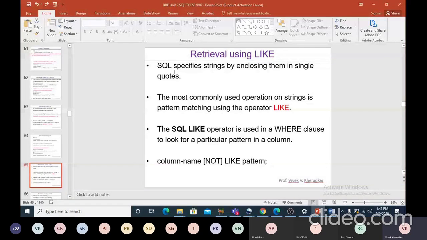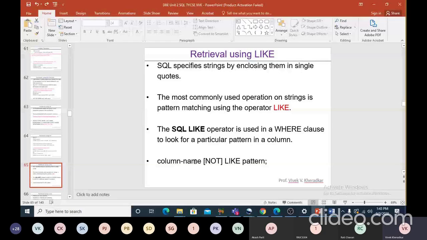So see here, as you know, in SQL, strings are enclosed by single quotes. If you want to match part of the string by a pattern, then you have to use the like operator. The like operator is used in the where clause to match part of your string. So what is the syntax? It is also used in the where clause. The syntax is column name like pattern.